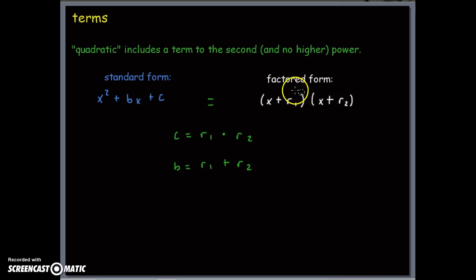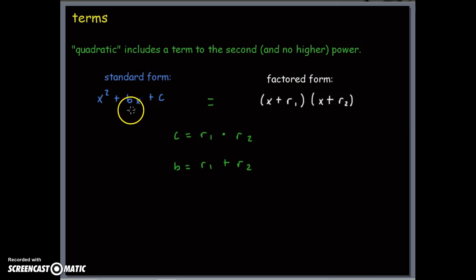And then on this right side, we've got a quadratic expression in factored form, where if you multiplied this factor right here, x plus r1, to the factor x plus r2, they would multiply to give you the standard form of the quadratic expression using the box method. So what we're doing today is we're going to convert from standard form to factored form.